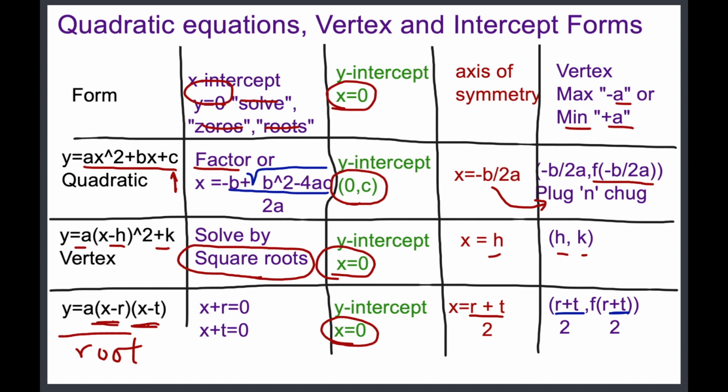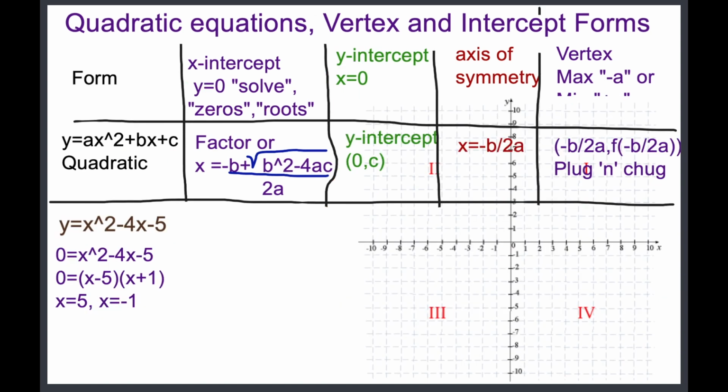And last of all, once we know what x equals here from our axis of symmetry, we substitute it back into the problem. We plug and chug again, just like we did up above, once we find the axis of symmetry.